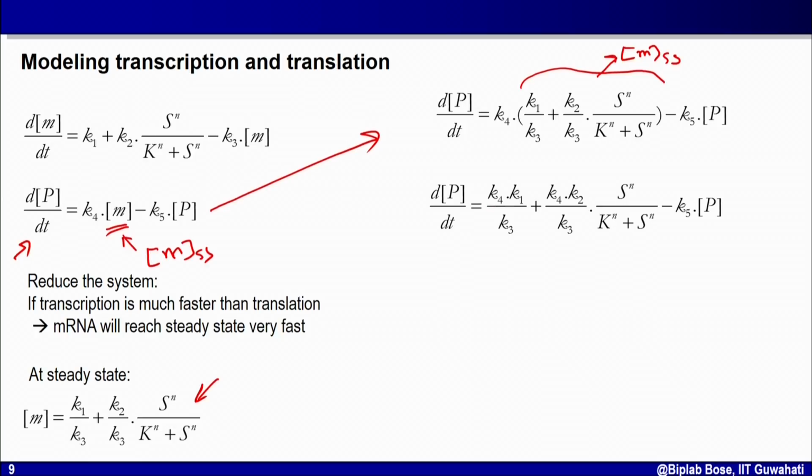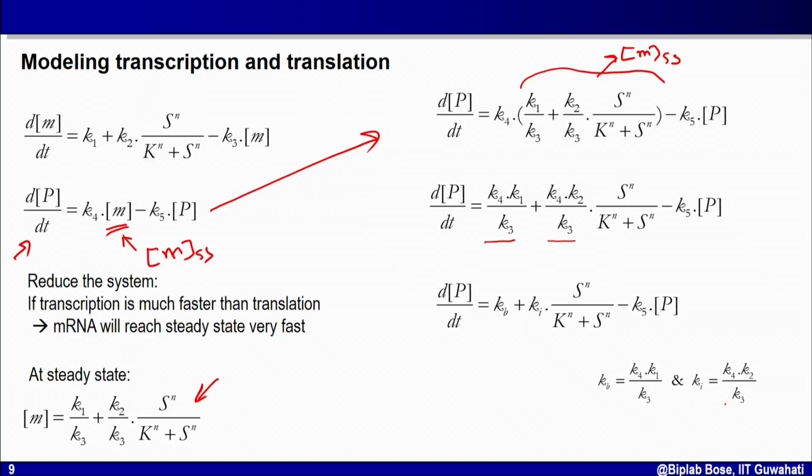I will take K4, K1 and K3 together, and K4, K2, K3 together. I can replace this one by a new parameter, and I can replace this one by a new parameter, and I get this relation: dp/dt equal to Kb, that is the basal rate of production.